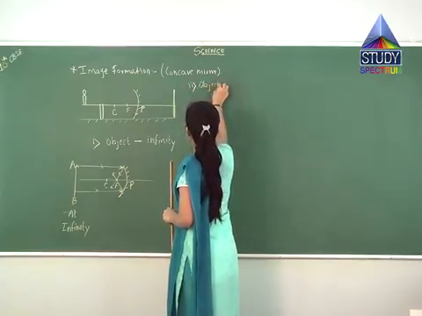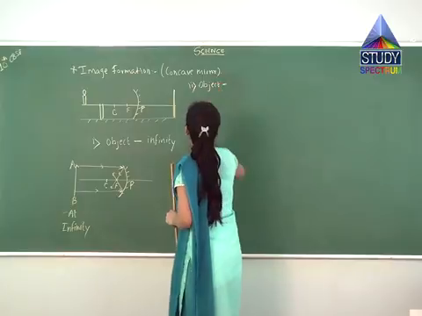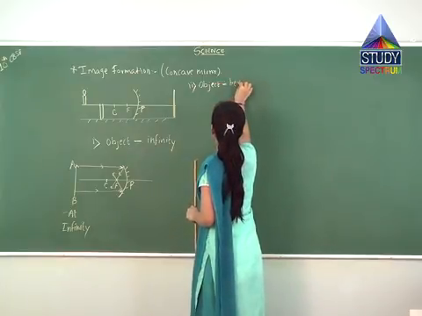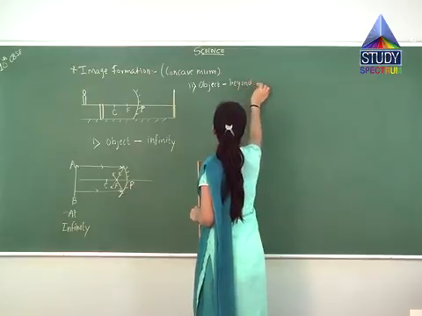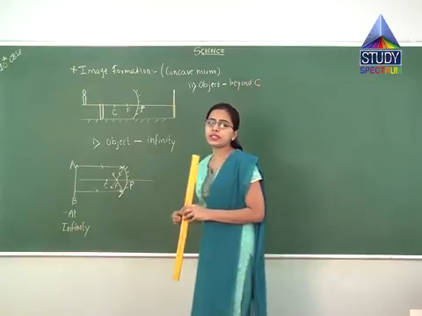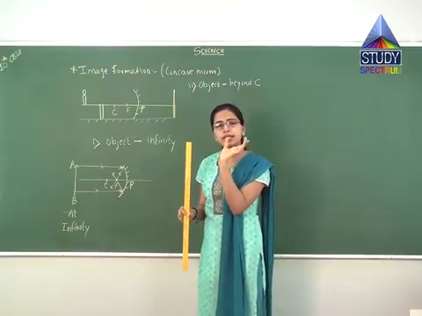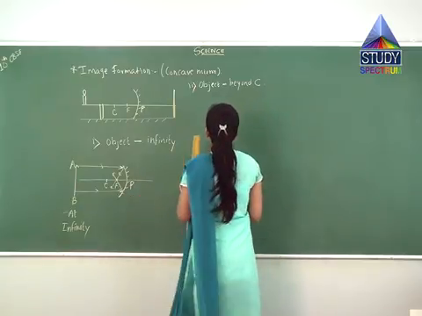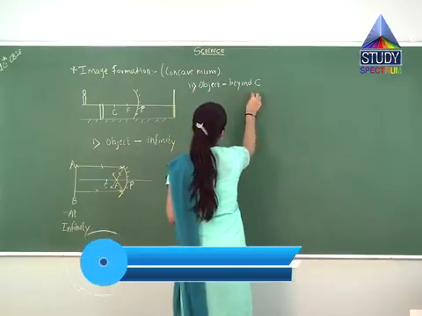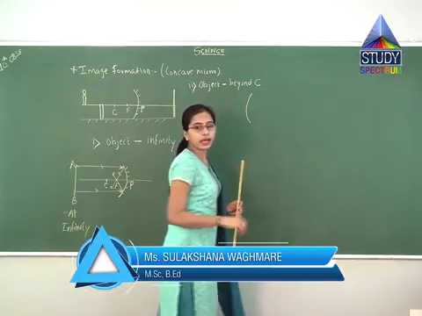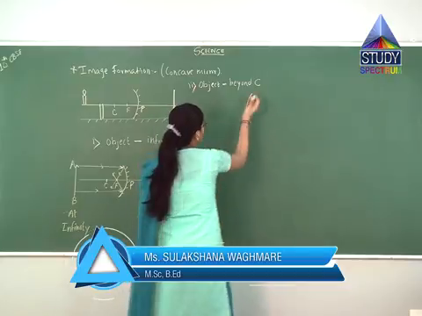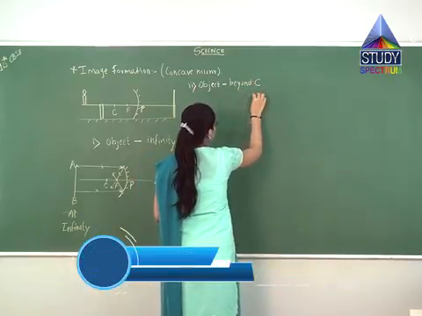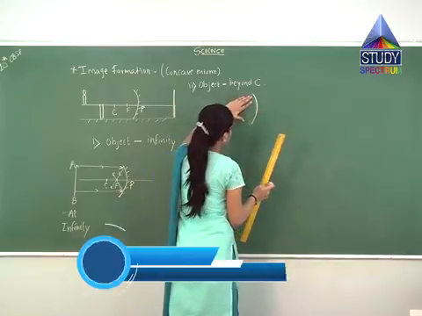Object, it is beyond C, means the distance between the object and C is finite here. Firstly it was infinite. So again, we have to take a concave lens here, we are not talking about a convex lens.